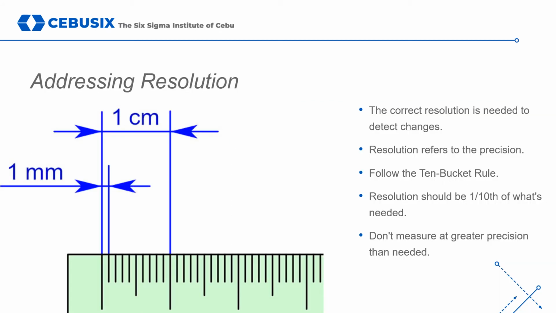Measuring at the correct resolution ensures that a measurement system can detect change in the data or process appropriately. A good rule of thumb to follow for resolution is known as the 10 bucket rule. Break your measurement resolution into a tenth of what is required. If the product must measure within a range of 5 millimeters in order to perform, then the measuring tool should measure to a half of a millimeter, or 1/10 of that 5 millimeters.